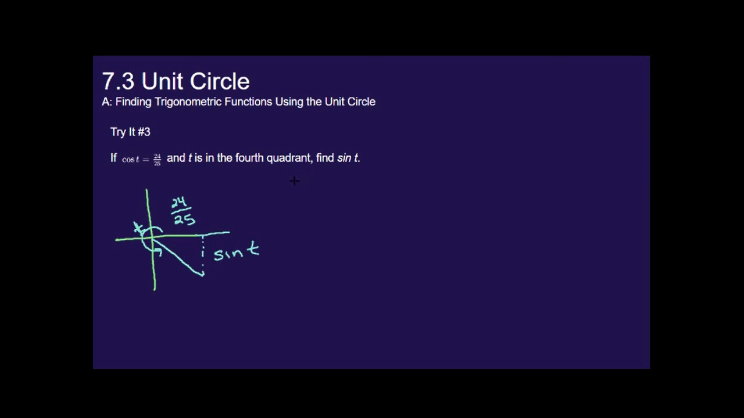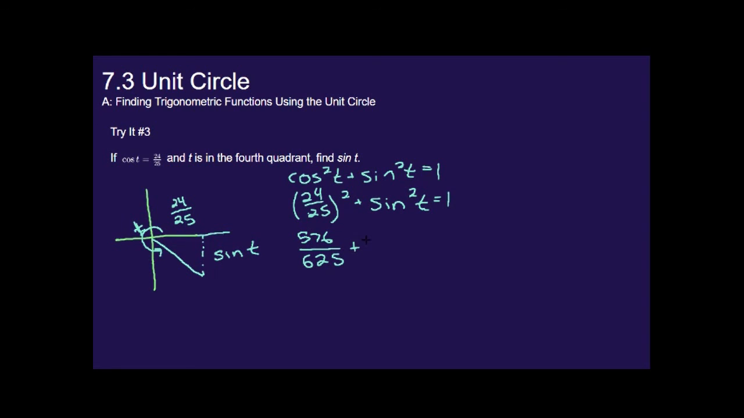Okay, so let's go ahead and use the Pythagorean identity in order to set this up. So I have cosine squared t plus sine squared of t is equal to 1. I have the cosine, so I can plug that in. It's going to be 24 divided by 25 squared plus sine squared of t is equal to 1. And then I'm going to go ahead and square both of these. When I square 24, I get 576. When I square 25, I get 625 plus sine squared of t, and that equals 1.